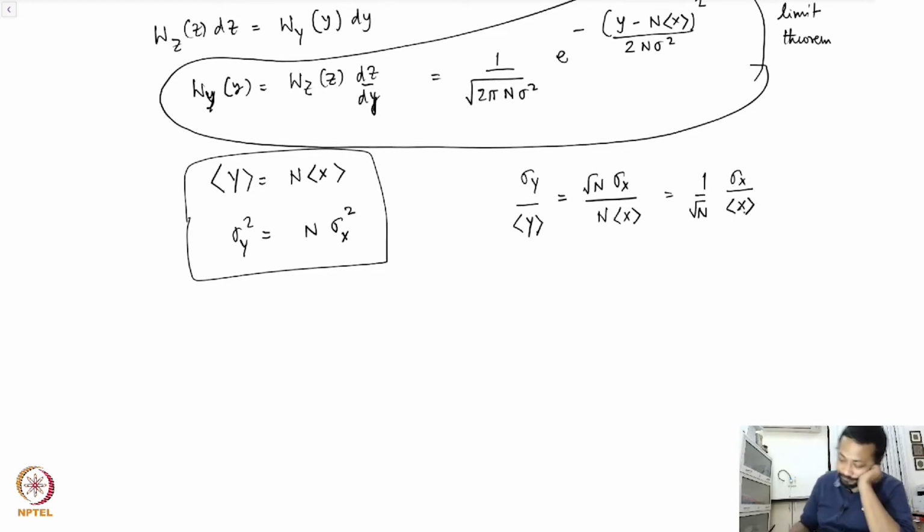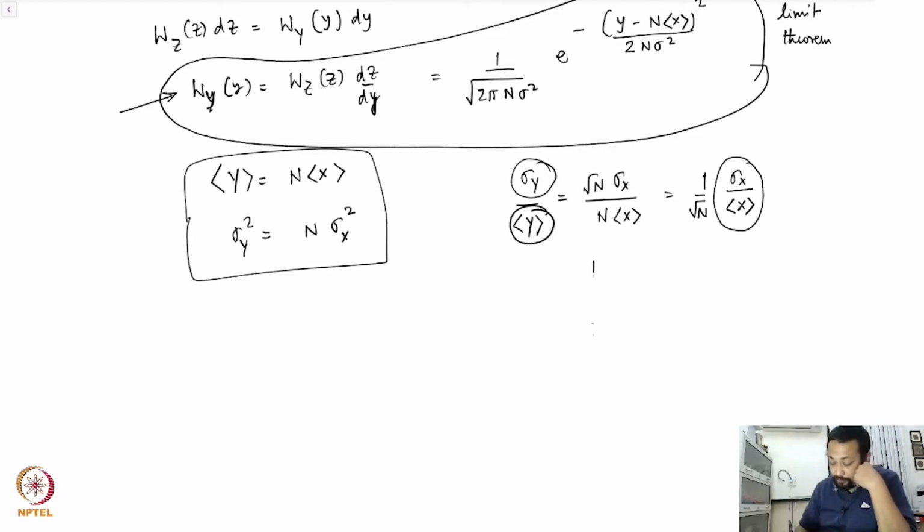So this tells you, say sigma x over average of x is a number, right? It does not depend on n, but what it essentially tells you is that if you keep on adding these random variables x1, x2, x3, xn, then the ratio of the standard deviation of y to the mean will decay as 1 by square root n. So clearly, I know that first of all, this probability density is going to be a Gaussian.